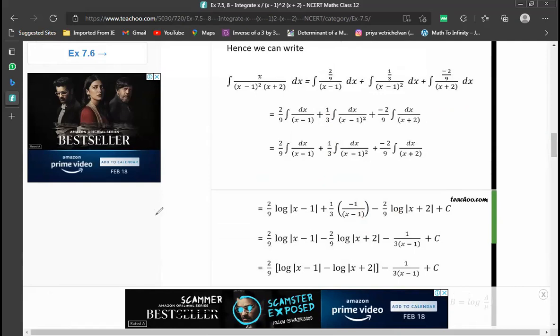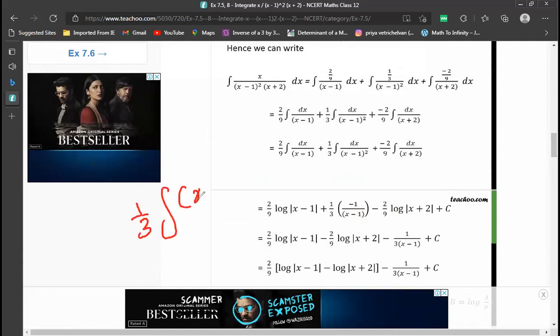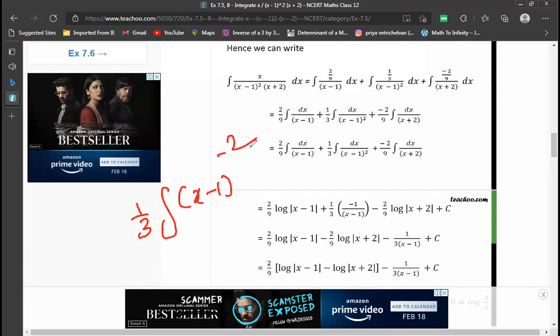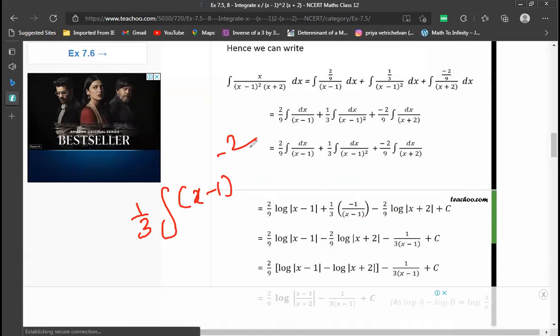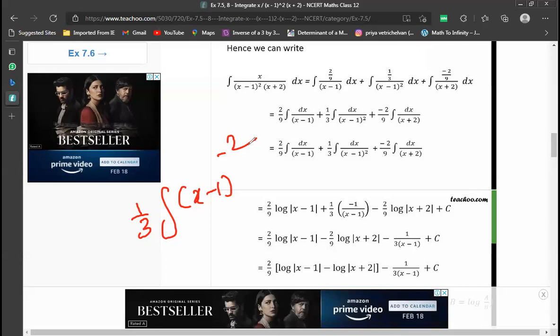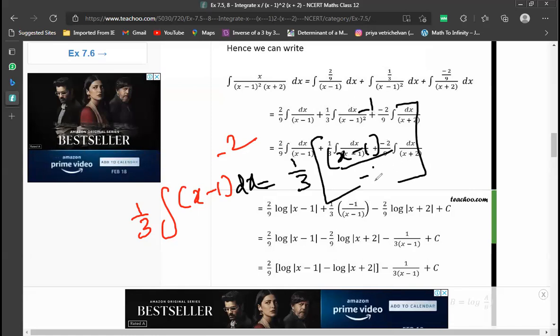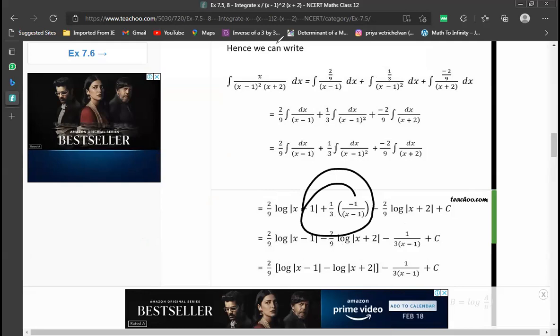You just take x minus 1 the whole square as 1 by 3 into x minus 1 the whole power minus 2. So now you apply power rule. It will turn into 1 by 3 into x minus 1 whole power minus 2 plus 1 upon minus 2 plus 1, isn't it? So minus 2 plus 1 is nothing but minus 1, and in the denominator also we will have minus 1. So it will become minus 1 by 3 into 1 divided by x minus 1. Can you follow? We just used power rule on that.